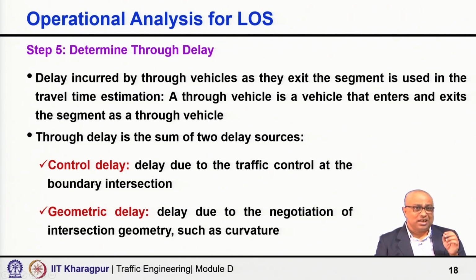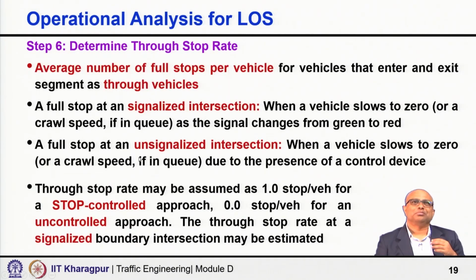Now, how exactly it can be defined, what exactly it means, and how we can calculate it, we are going to discuss in module E, because this relates to traffic signal operation. Geometric delay is the delay due to the negotiation of intersection geometry, for example, maybe the curvature effect. So, control delay plus geometric delay for the through vehicle added together gives us the through delay.